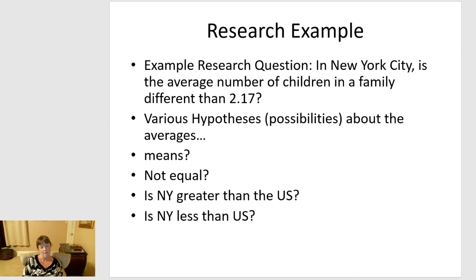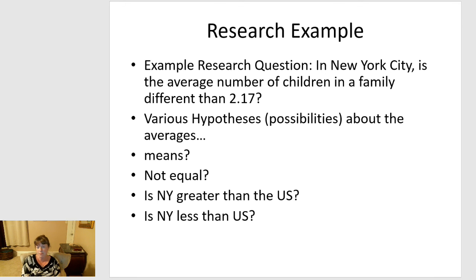So let's go back to this research example, because not all null and alternative hypotheses pairs are created equal, right? So we go back to this question. In New York City, is the average number of children in a family different than 2.17? That's my research hypothesis. There are really a lot of competing possibilities, right? They could be the two possibilities that I presented you with initially. Are the means equal? Are the means not equal, right? Are the means equal? Are they not equal?